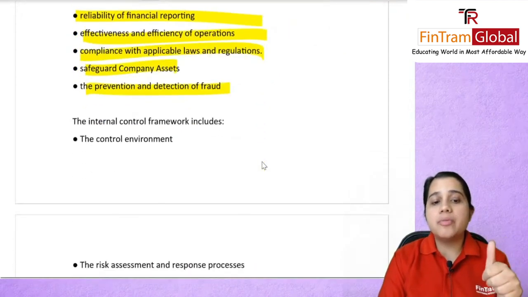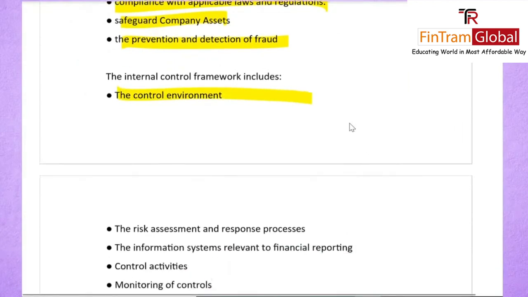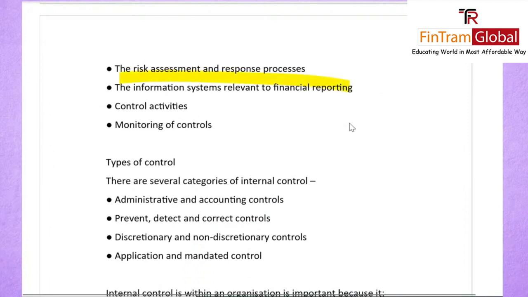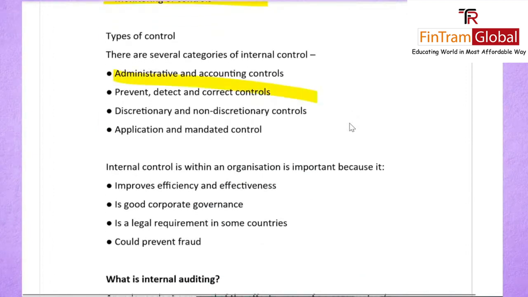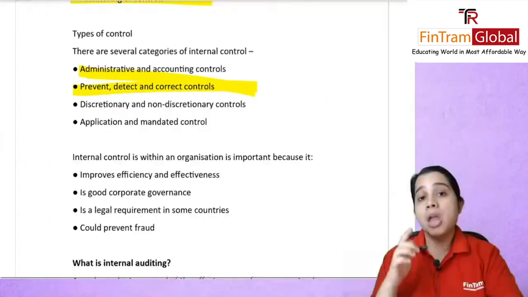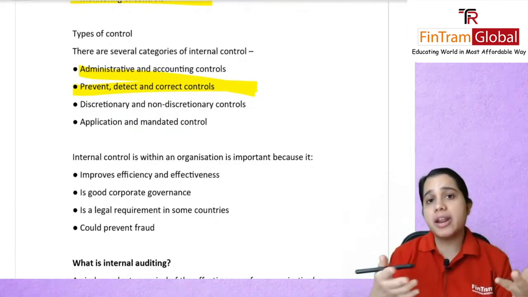So what does this internal control framework include? It includes the control environment, risk assessment and response processes, information systems, control activities, and monitoring of controls. There are various types of controls that we covered: administrative and accounting controls, and preventive, detective, and corrective controls. Preventive controls are there to prevent fraud from happening, for example requiring authorization for amounts above a certain limit. Detective controls, such as a bank reconciliation, let you detect if something was done wrong. Corrective controls correct whatever wrong is happening.